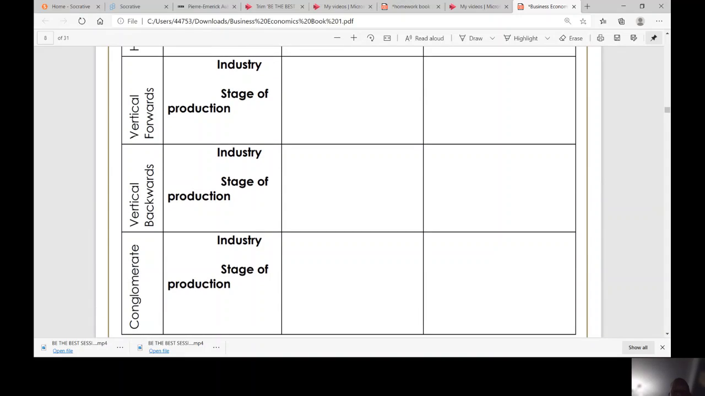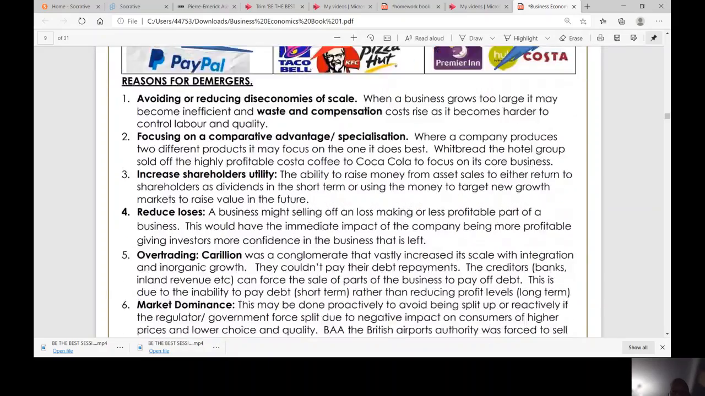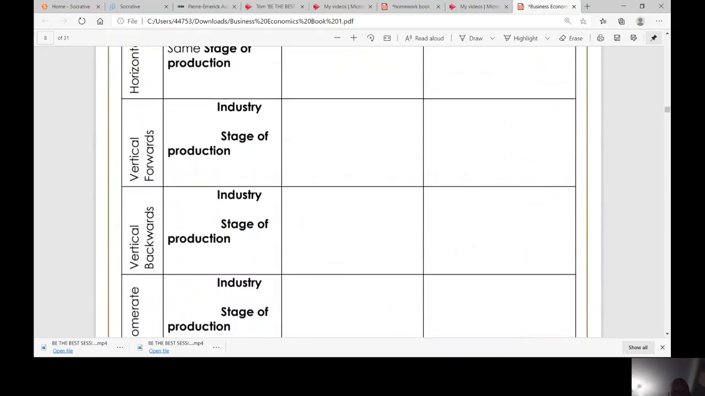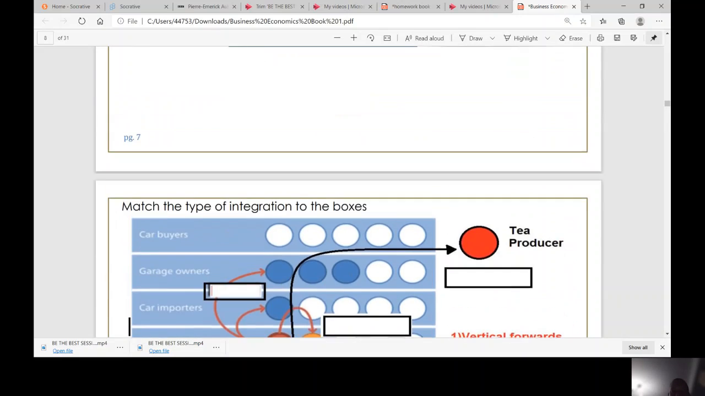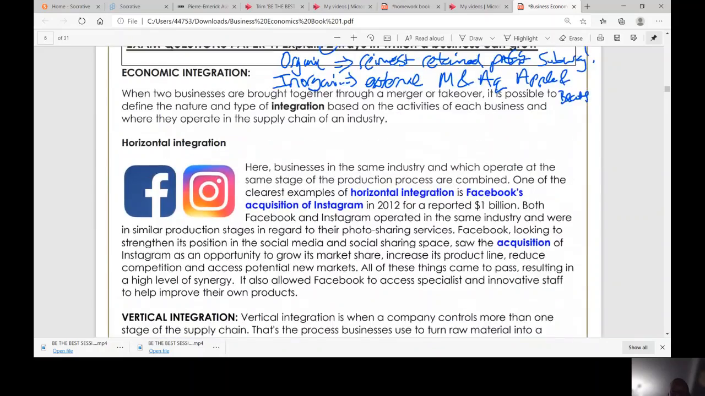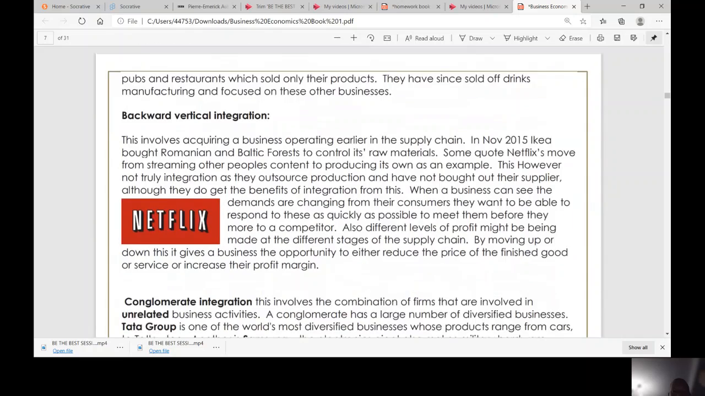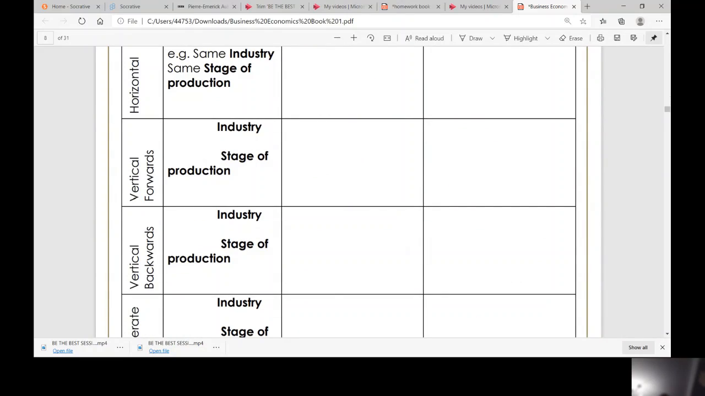If you do this quickly, you can look ahead a little bit at demergers and have a little read of that, and we'll come to that a bit later. But if we just take about 6 or 7 minutes to read through that and to fill the table out that comes after it. So economic integration, read the section, go to the table, fill out as much of it as you can, and we'll go through it in about 6 or 7 minutes.